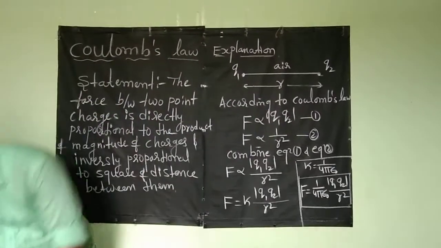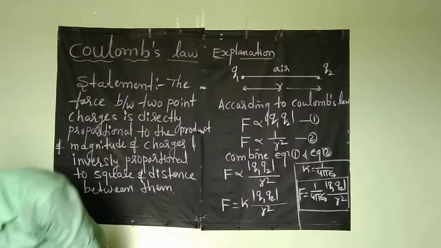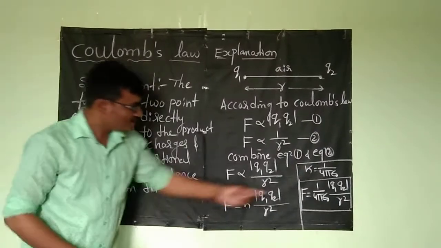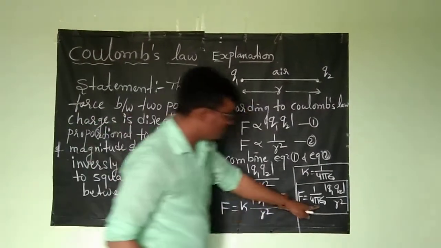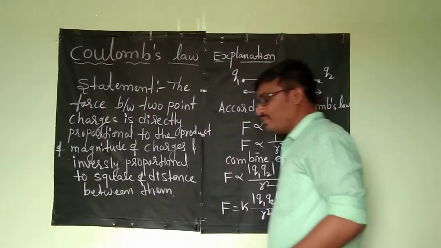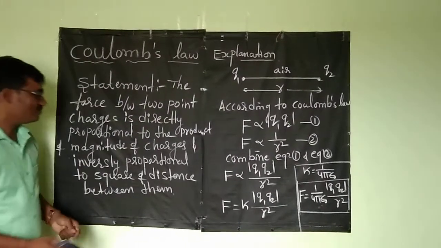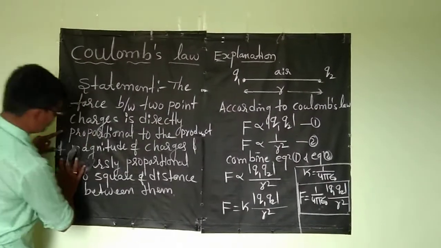Okay, then we will discuss another concept. In this equation we represent epsilon naught. Epsilon naught represents the permittivity of free space. We are discussing here the permittivity of free space.